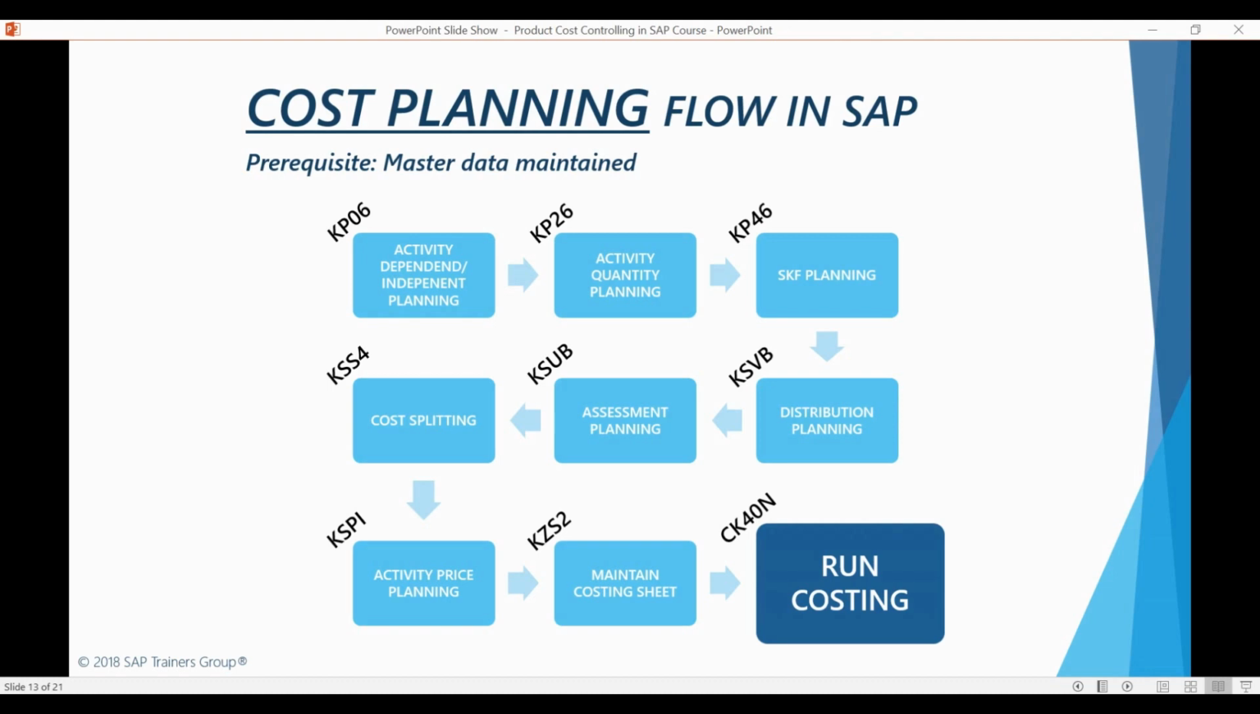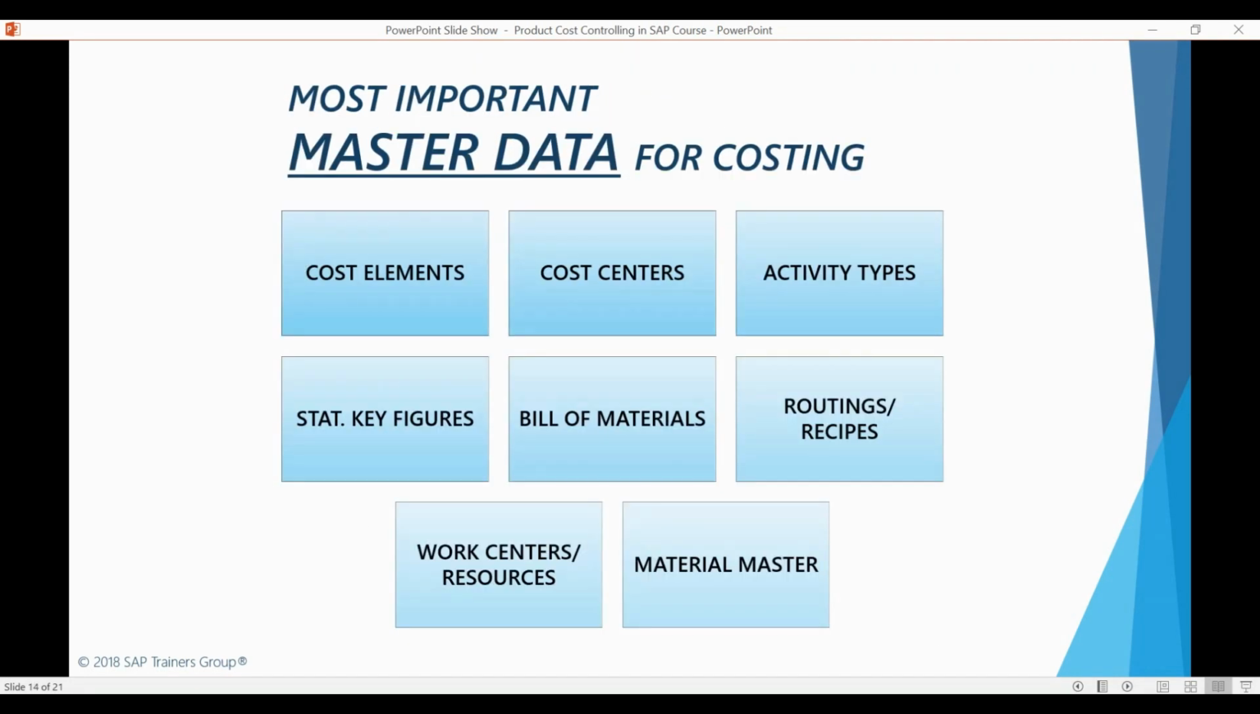Every time you run costing and update the standard price of your materials, the system will reevaluate the stocks of the materials. If you create a new cost estimate every month, you will have a lot of financial postings related to stock revaluation. Before we can start cost planning, we need to make sure that all required master data has been maintained. All the most important costing-related master data elements have been summarized here. We will start the next part of our course by going through all these elements in the system.